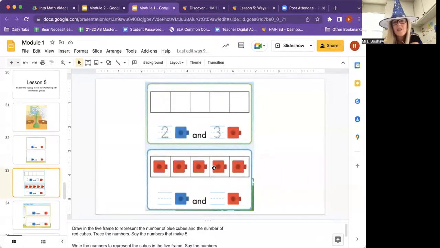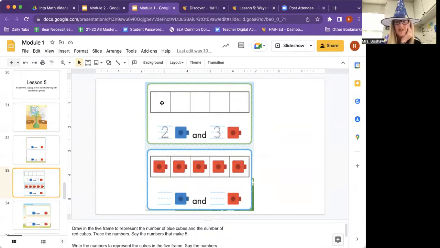Okay, here they're telling us how many. Draw in the 5 frame to represent the number of blue cubes and the number of red cubes, and then trace the numbers. Say the numbers that make 5. Now, it says a 5 frame. Why do you think this is called a 5 frame? Think about that. Why is it called a 5 frame?